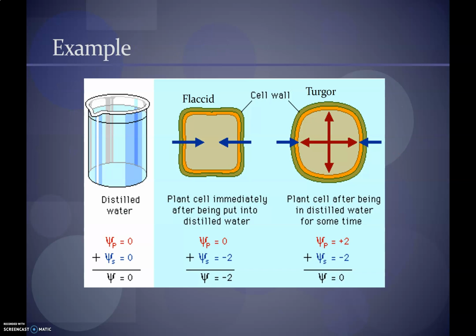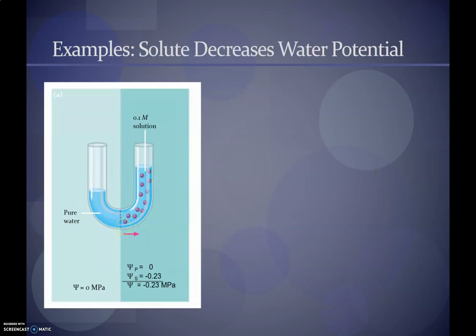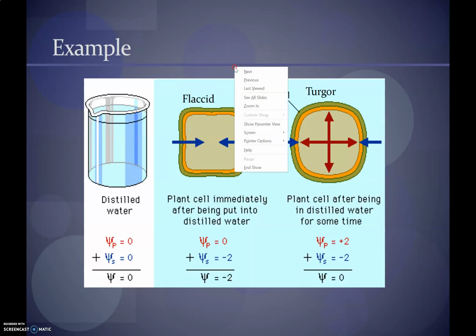So here we have an example. And again, there's no writing on this slide, but I want you to annotate as I talk, and explain what's going to happen in this slide. So here we have distilled water, and here we see it has a pressure potential of 0, and my pen went away again, so let me get my pen back. I don't know why it went away. Pointer options, pen. Alright, so it's distilled water, so it's pure water. There's no pressure on it.